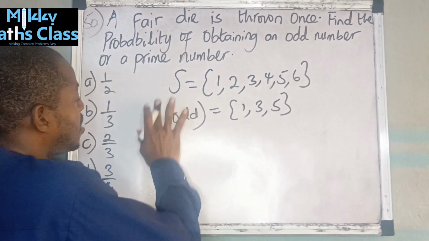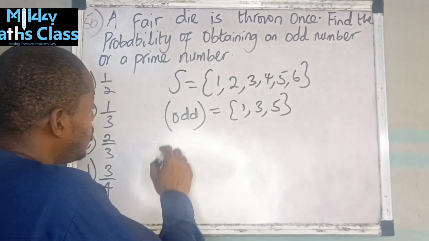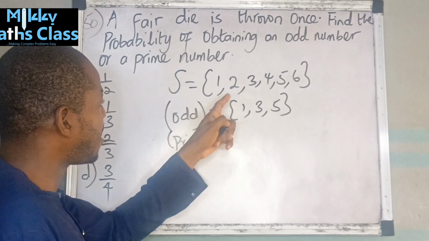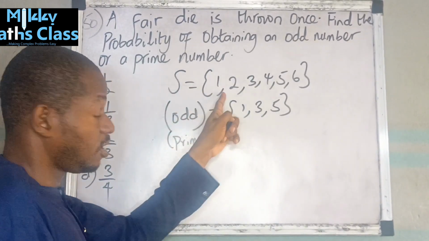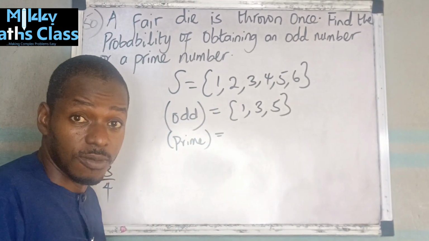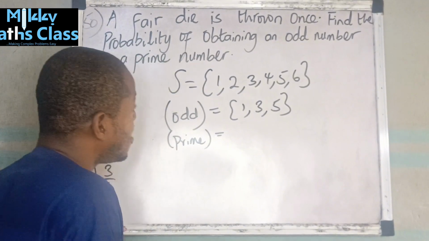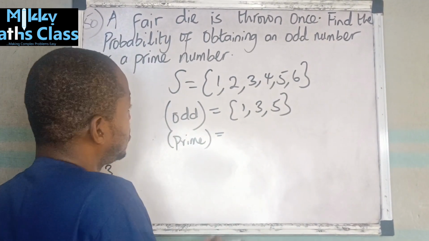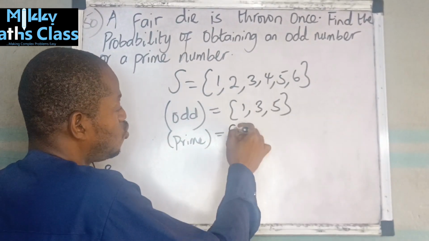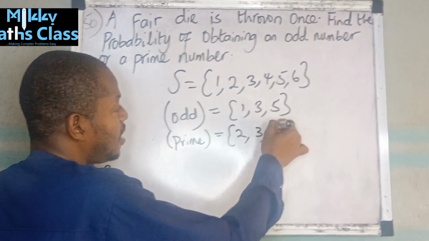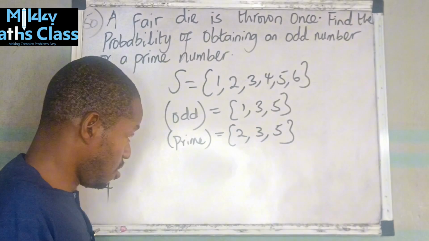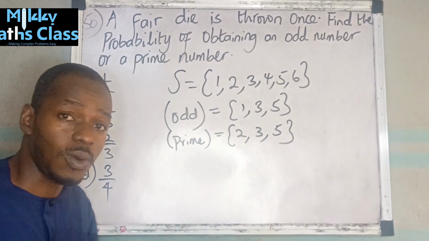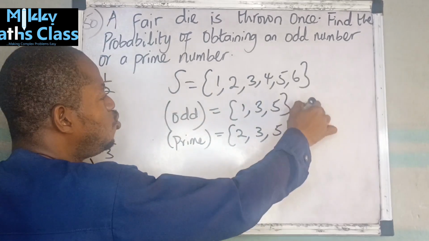Now, the prime numbers you have there. Take note, 1 is not a prime number. Prime numbers are numbers that have 2 factors, or you say they are numbers that can be divisible by themselves and 1. So the prime numbers you have there are 2, 3, and 5, because this set of numbers have only 2 factors, itself and 1.